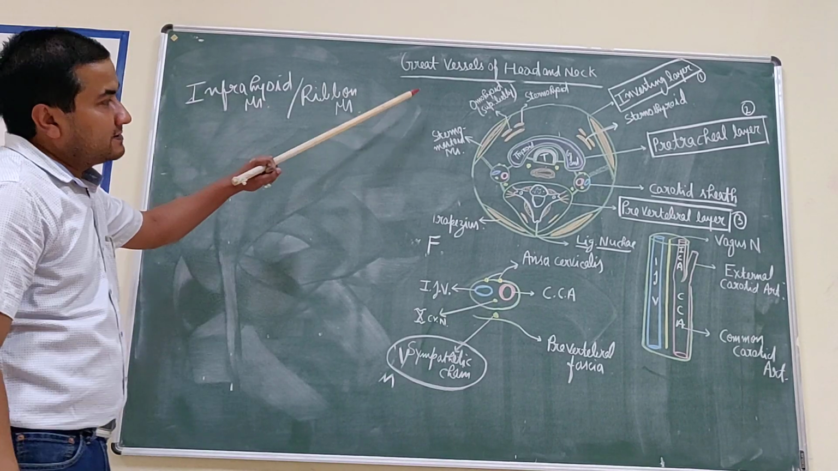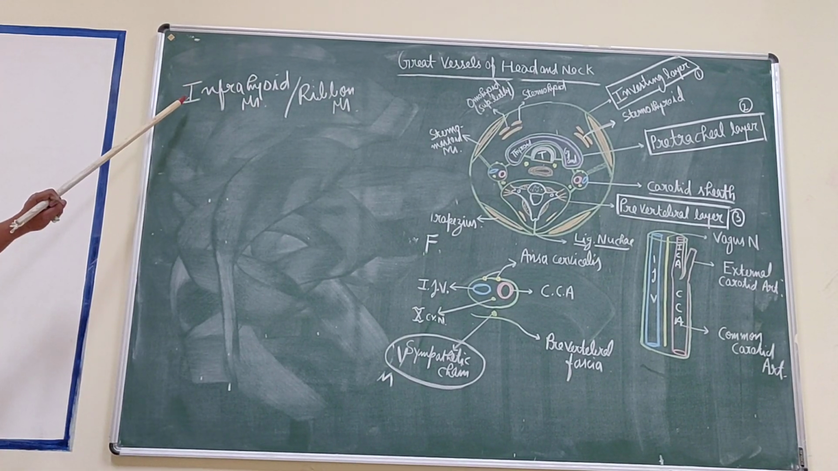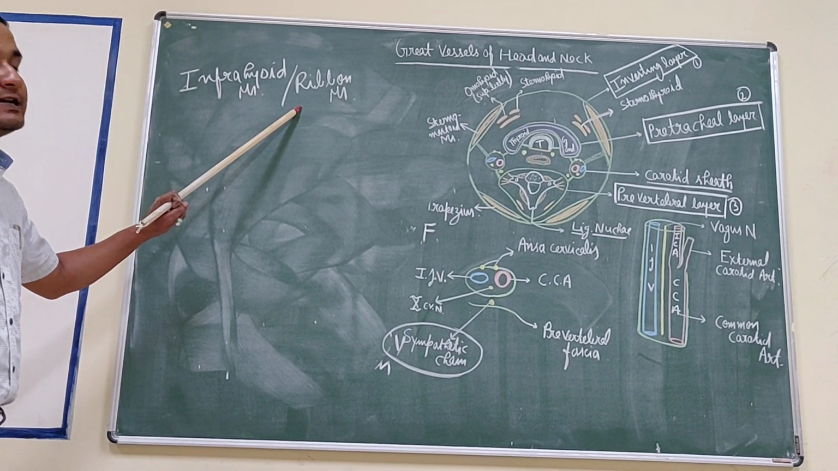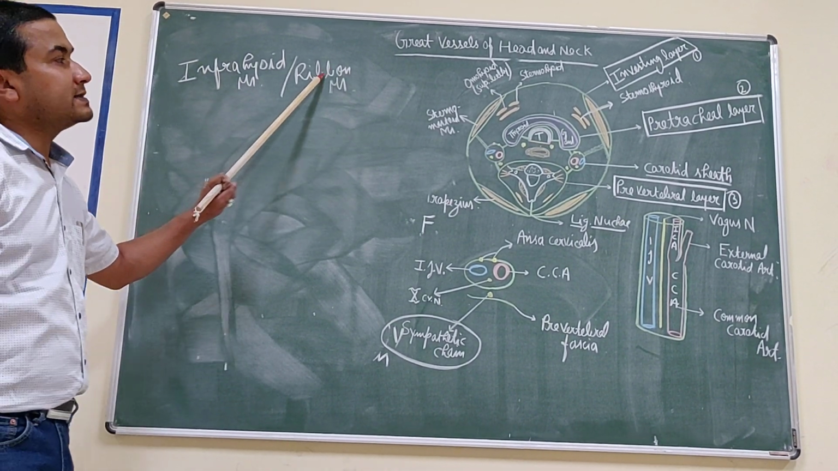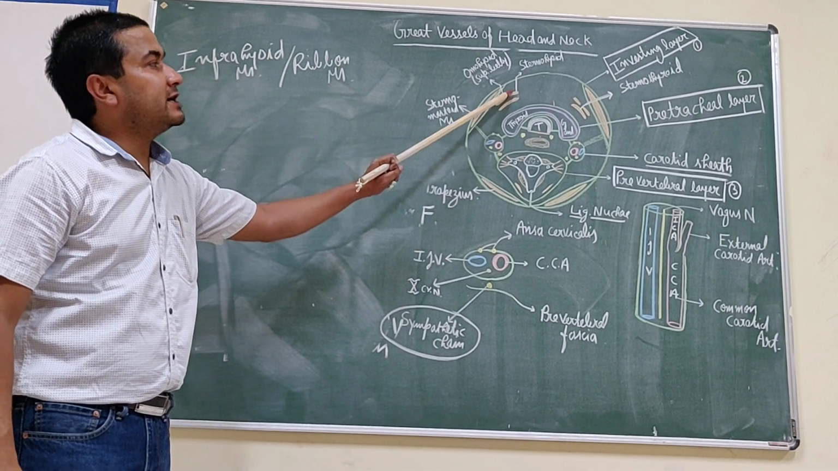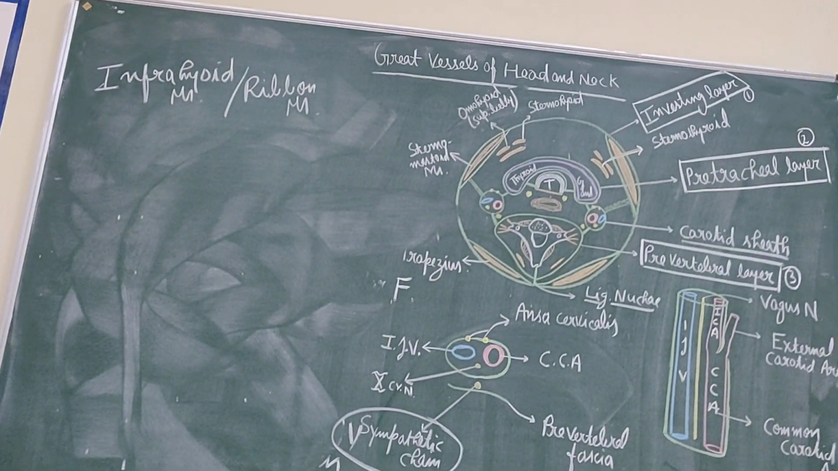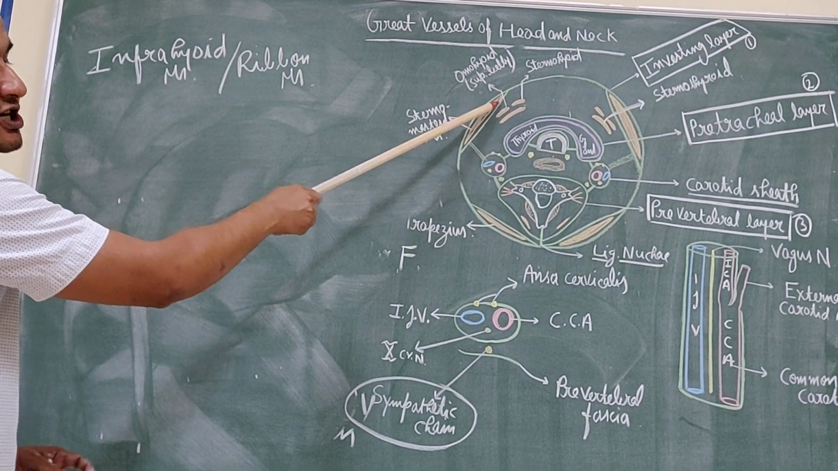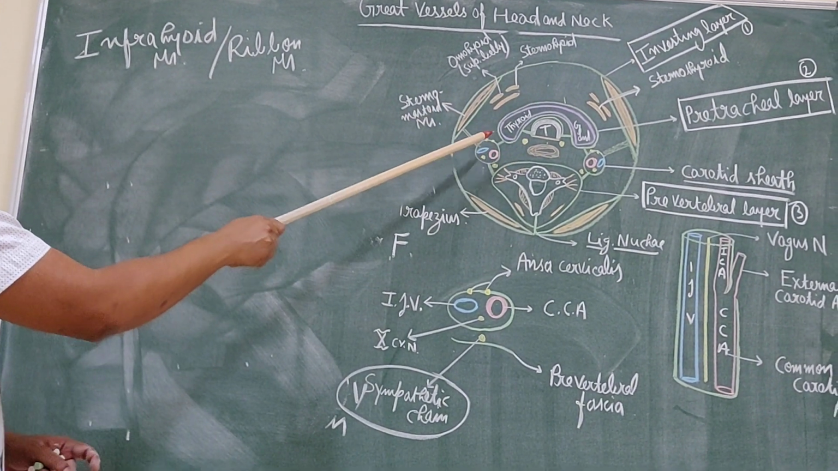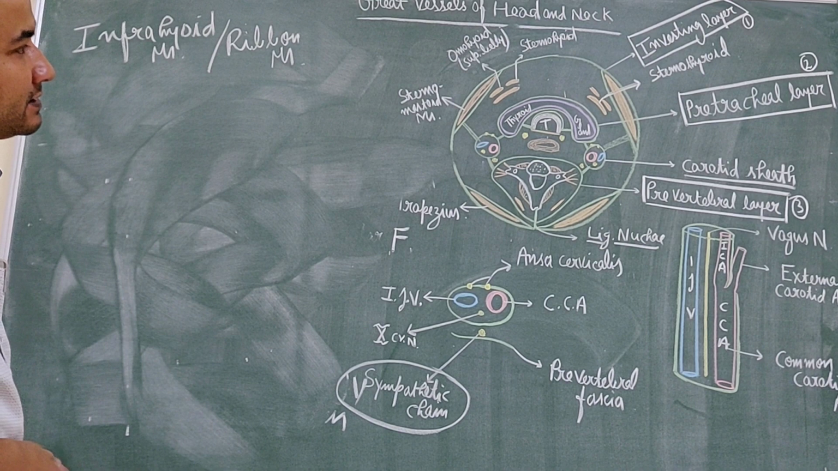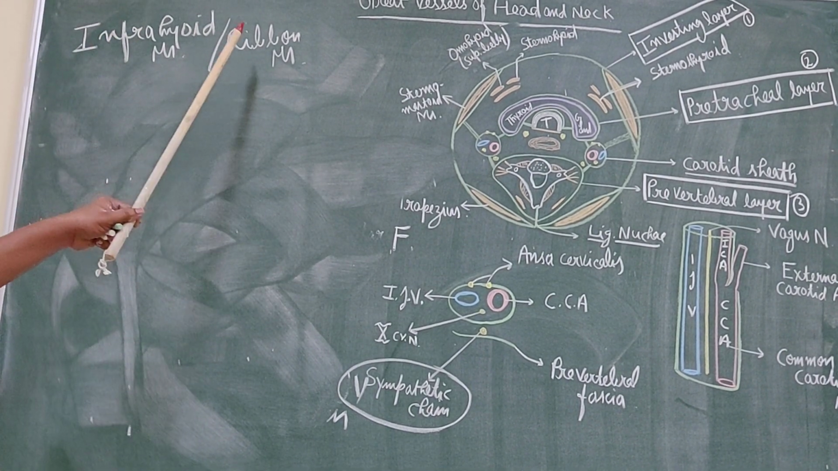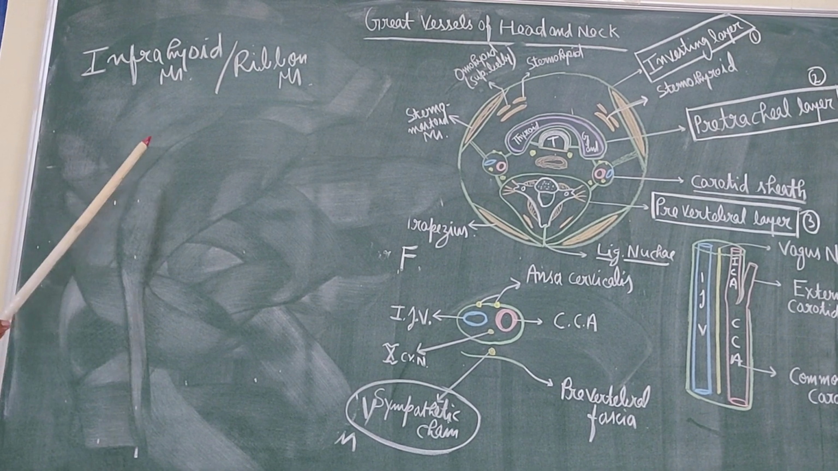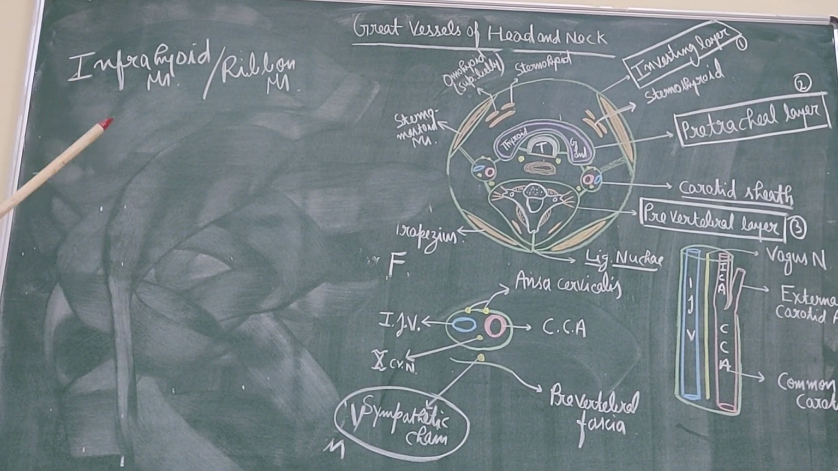After the carotid sheath, we discuss the infrahyoid muscles. The infrahyoid muscles are also known as the ribbon muscles. Why do we discuss the infrahyoid muscles? Because they come in the anterior relation of the common carotid artery and the internal jugular vein. They are situated below the hyoid bone, so they are known as the infrahyoid muscles.